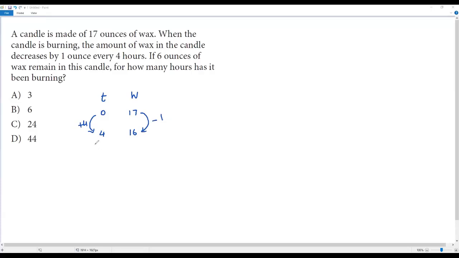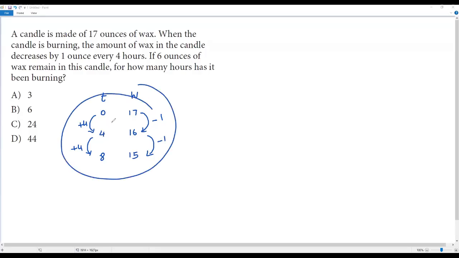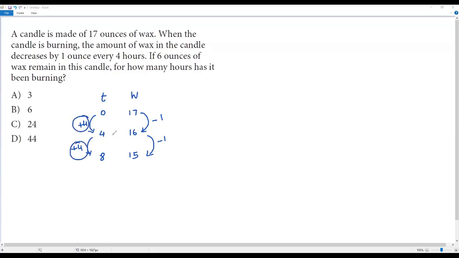In case I take t is equal to 8, that is the value of t increases by 4 units, then it will become 8. So when t is equal to 8 hours, the amount of wax in the candle will be 15, because the amount of wax in the candle decreases by 1 ounce every 4 hours. So clearly this is a linear decay, because when t changes at a constant rate, positive 4, W changes at a constant rate, negative 1. So whenever we have quantities in linear decay or linear growth, we can solve this kind of problems using proportion.